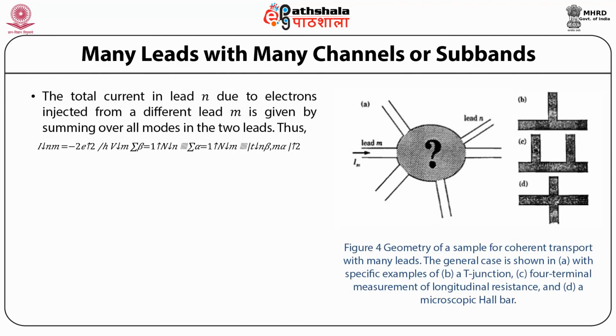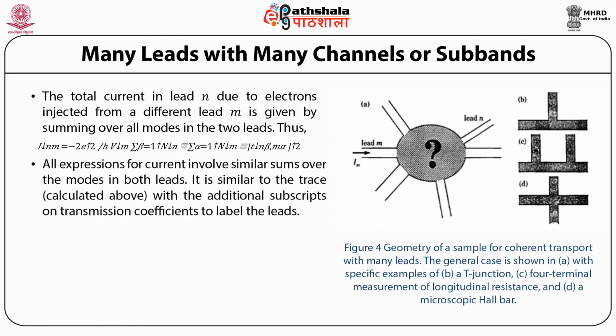So the total current in the lead N due to the electrons injected from a different lead M is given by summing over all the modes in the two leads, and it is given by I NM equal to minus 2e square by h Vm multiplied by summation over beta equal to 1 to Nn, summation over alpha equal to 1 to Nm of modulus Tn beta m alpha square.